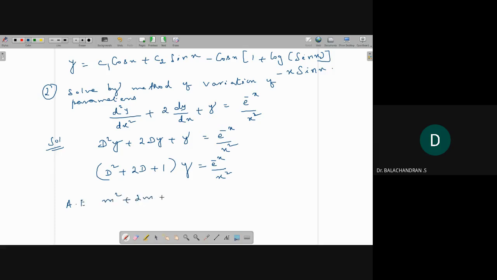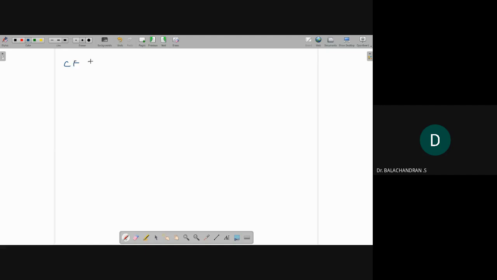So now the auxiliary equation is m square plus 2m plus 1 equal to 0. This implies m plus 1 whole square equal to 0. This implies m equal to minus 1, minus 1. So the roots are real and repeated. The complementary function is c1 plus c2 x into e power minus x. Or you can write CF equal to C1 into e power minus x plus C2 into x into e power minus x. So f1 equal to e power minus x, and f2 equal to x into e power minus x.